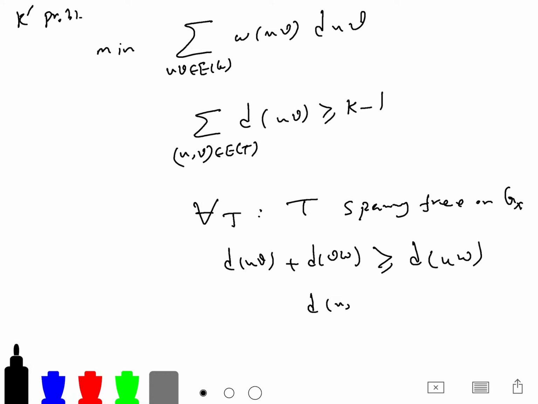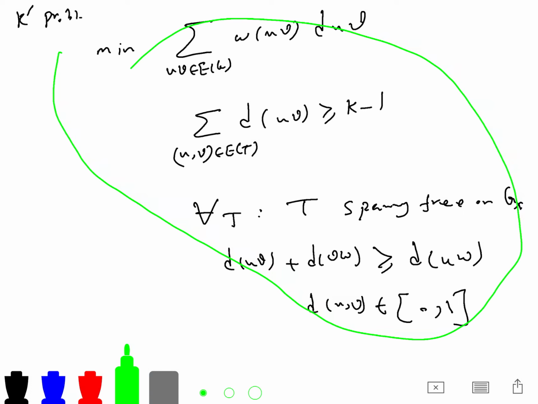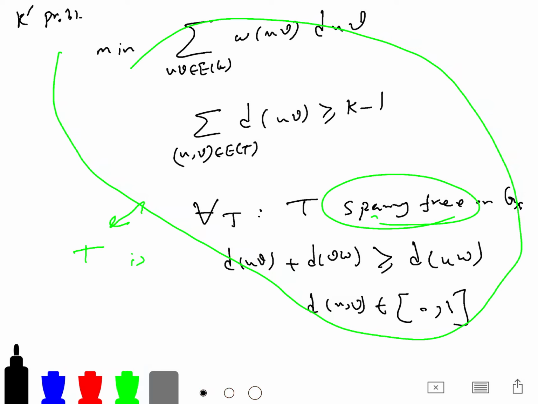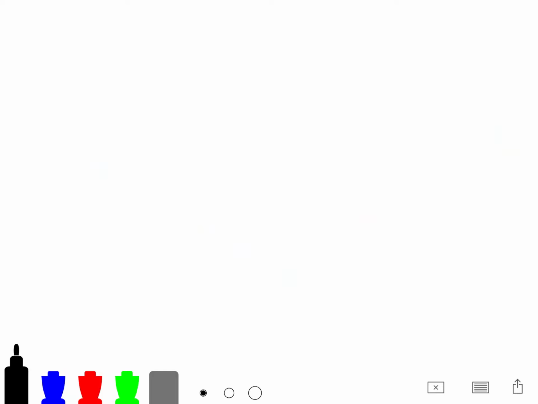And of course some relaxation as usual, so it is continuous. And this is easy because we can solve it in polynomial time, because T is just a spanning tree. So this is the trick that they use. And for rounding the algorithm, they round it by just a primal dual algorithm. So they round K prime to get an approximation for Steiner K-cut.